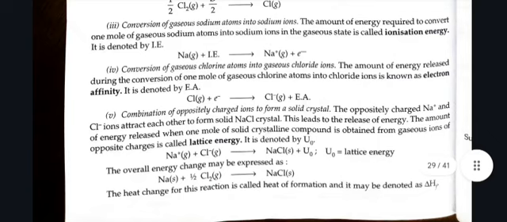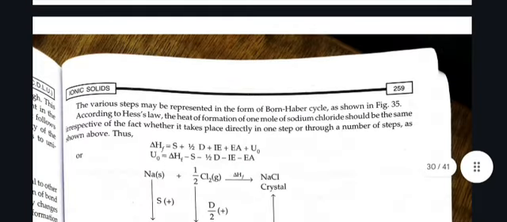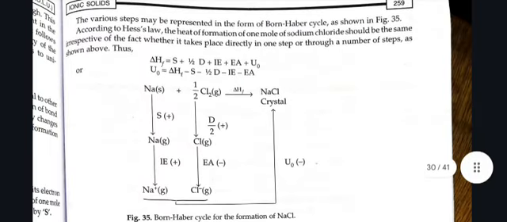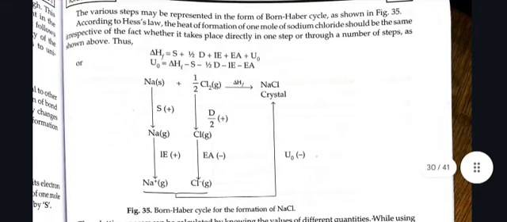According to Hess law, the heat of formation of 1 mole of sodium chloride should be the same irrespective of whether it takes place directly in one step or through a number of steps as shown above. Thus, lattice energy can be calculated knowing the values of different quantities. While using the above relation for lattice energy, special care should be taken for the signs of various quantities. Positive sign is used for energy absorbed and negative sign is used for energy released. Now we have some example.